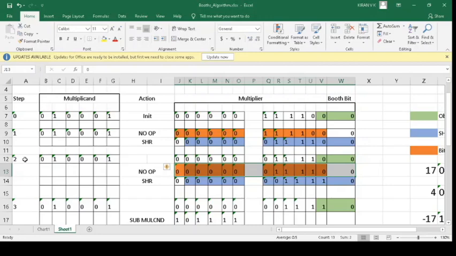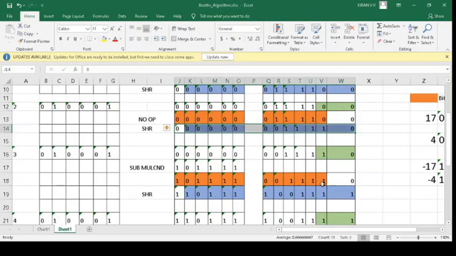We are going to shift this entire set of bits marked in saffron one bit to the right. So these bits are shifted one position to the right, and we have inserted a new 0 as a Booth bit. So this is the answer of your second stage, which you are going to copy as such to the third stage. So this is your third stage.